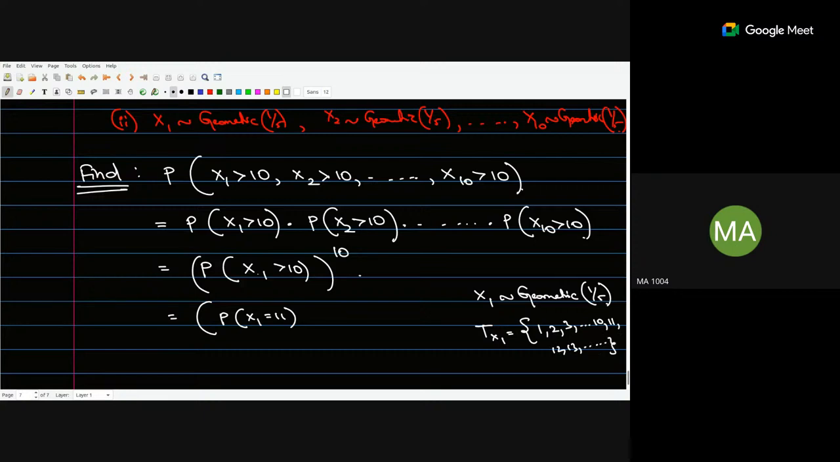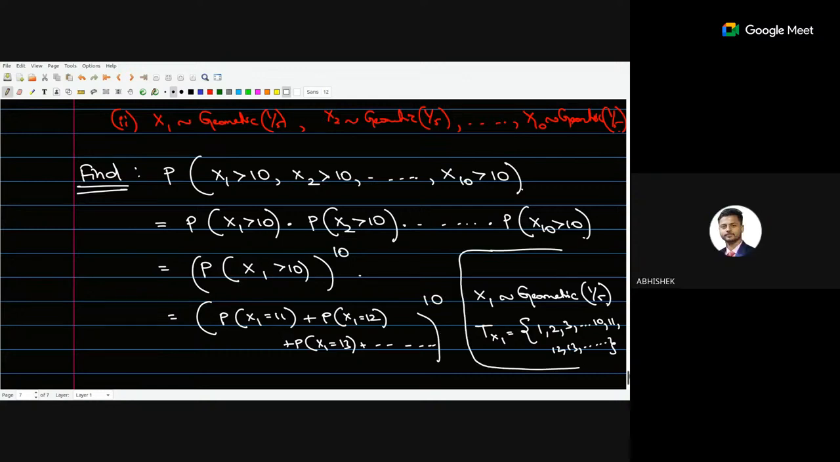Now we want the probability that X1 is greater than 10. So what are the possible values? X1 takes 11, X1 takes 12, X1 takes 13, and so on till infinity. And there is a whole power 10, do not forget.